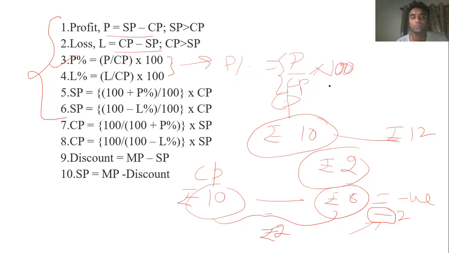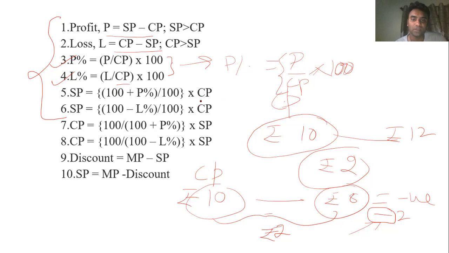Same is with loss. Point number 4, the explanation will be like point number 3 only. If we incurred a loss, then we calculate loss with respect to cost price, and then we multiply the entire thing by 100. So we will be getting what we call loss percentage.